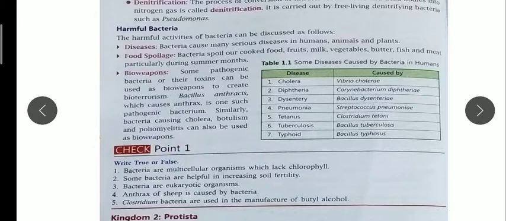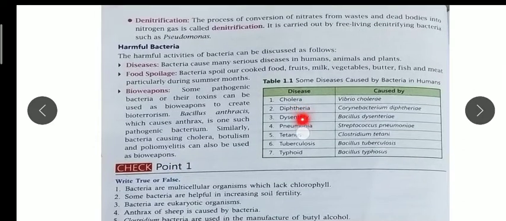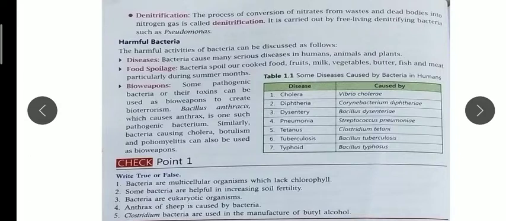In table 1.1, you can see a few diseases and their causative agents. Cholera is caused by Vibrio cholerae. Diphtheria is caused by Corynebacterium diphtheriae. Dysentery is caused by Bacillus dysenteriae. Pneumonia, Streptococcus pneumoniae. Then tetanus, Clostridium tetani. Tuberculosis, Mycobacterium tuberculosis, and typhoid, Salmonella typhi. These are common bacterial diseases, and these are the bacteria that cause them. You should remember at least 4 names.